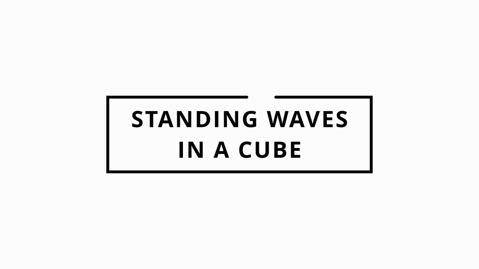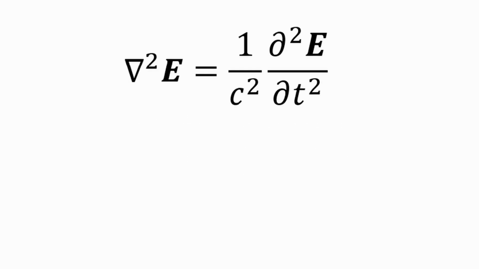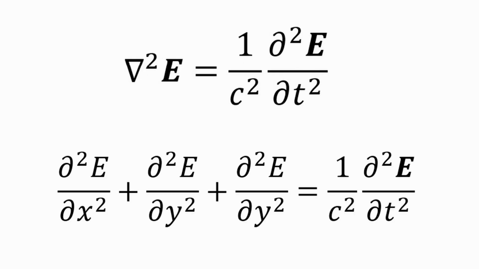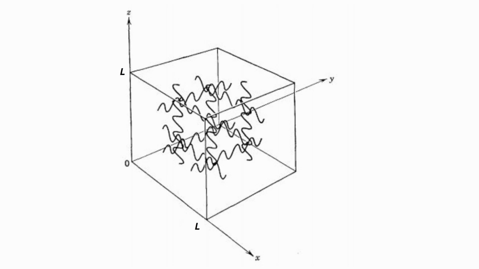The electromagnetic wave equation is, or in Cartesian coordinates. Let's find the equations for standing waves in a cube that don't transfer energy at the boundaries. Let's imagine a cube with one of the vertices at the origin of a three-dimensional Cartesian coordinate system. The sides of the cube are equal to L, and they are aligned with the coordinate axes x, y, and z.